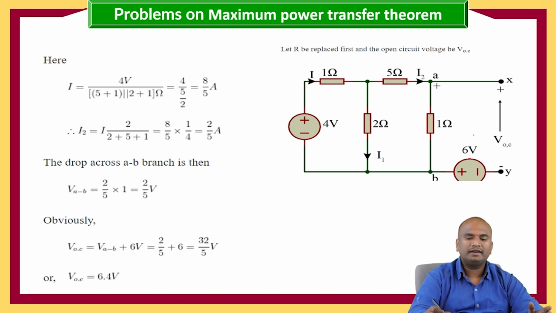First let us calculate. This is an open circuited source, so no current will flow through this source. Only current is coming from the 4 volts source. In order to get the open circuit voltage, we need to calculate the voltage across 1 ohm. For that, first we need to calculate the current flowing through this 1 ohm. So, we are going to calculate the total current which is delivered to the circuit from the 4 volt source.